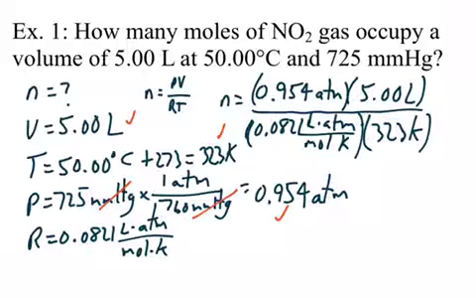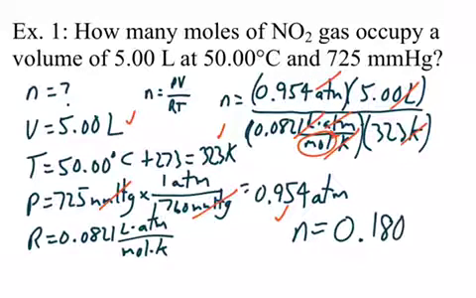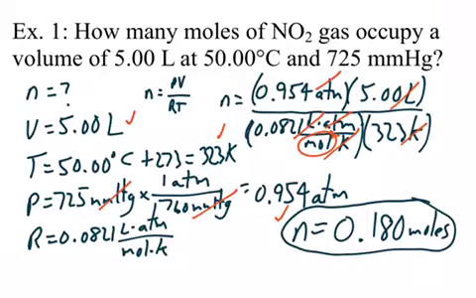And then what's going to happen is the ATMs cancel, the Kelvins cancel, so do the liters. The mole is the only thing left, but that's what we're looking for. So when you do the math, you'll notice our lowest number here has 3 significant digits, so we round to 3 significant digits. You're going to get 0.179875 and change. If we round that to 3, it ends up being 0.180 moles, and that number has 3 significant digits. So that's the answer to number 1.